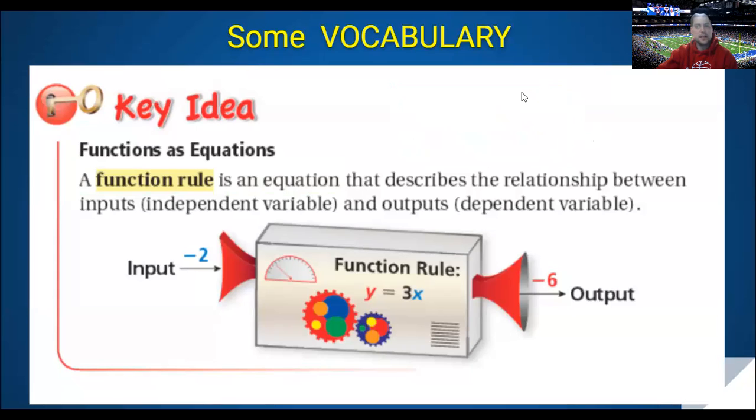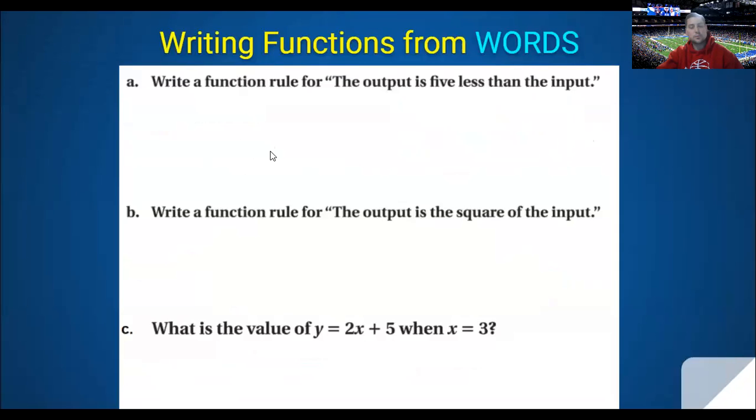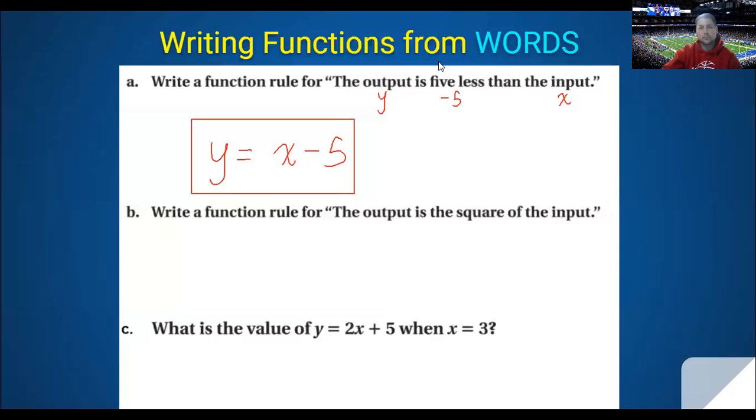All right, so now let's practice writing function rules from some words. So here we go, part A. Try and write a function rule from the statement, the output is 5 less than the input. Pause the video and try and write it. Okay, using some of those buzzwords like 5 less, output and input, you can write an equation that looks like that. y equals x minus 5. Move on to part B.